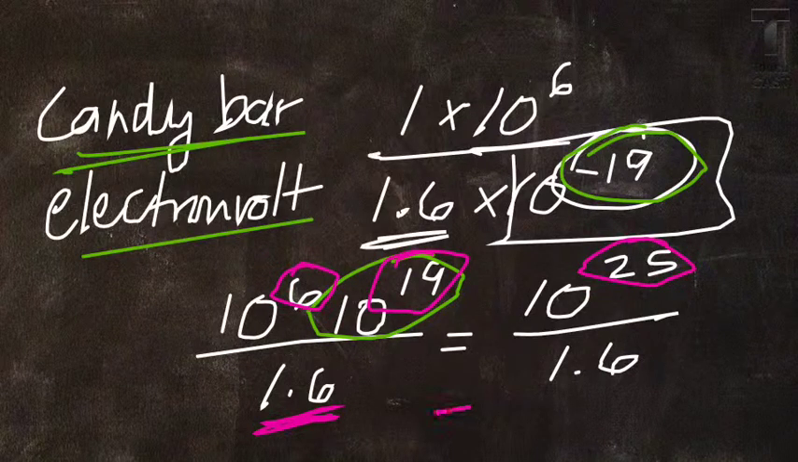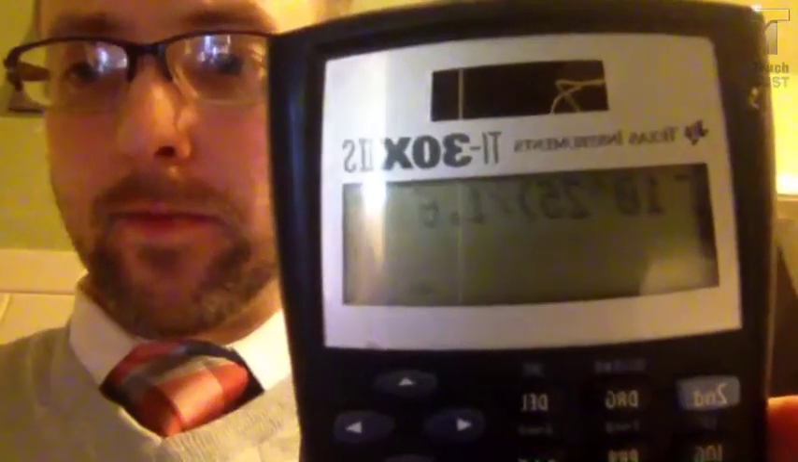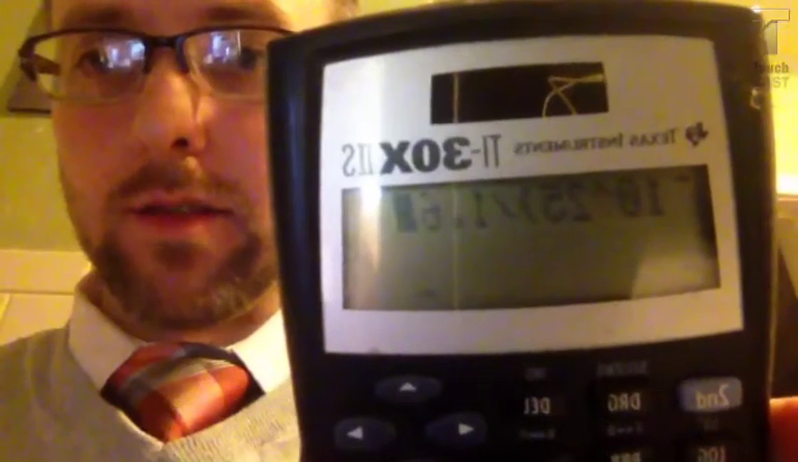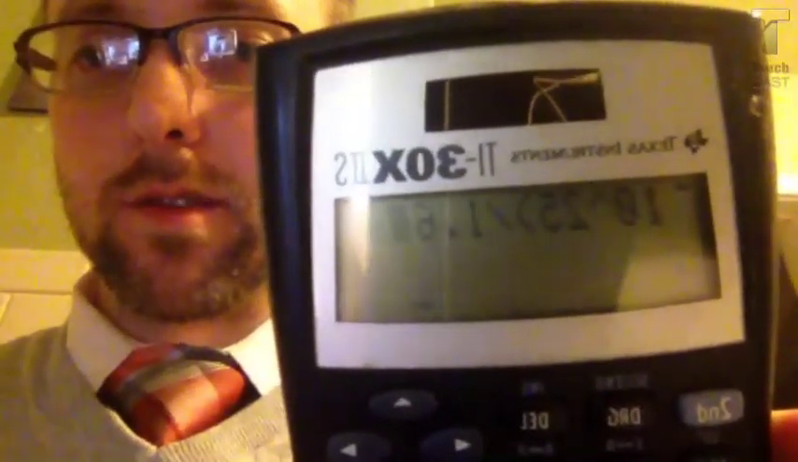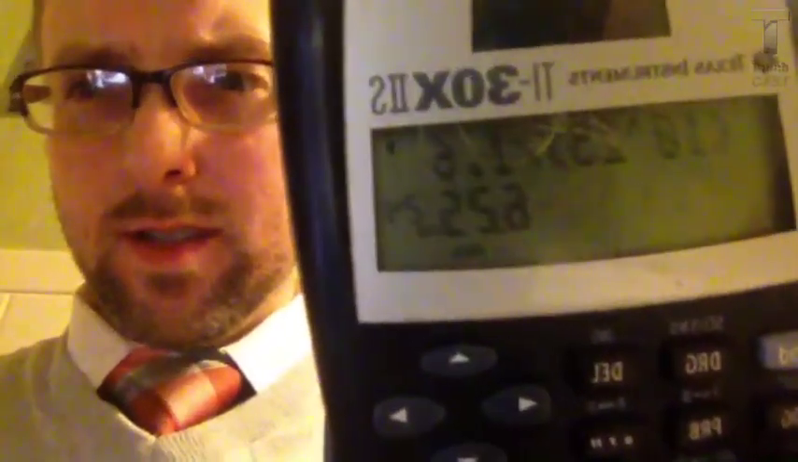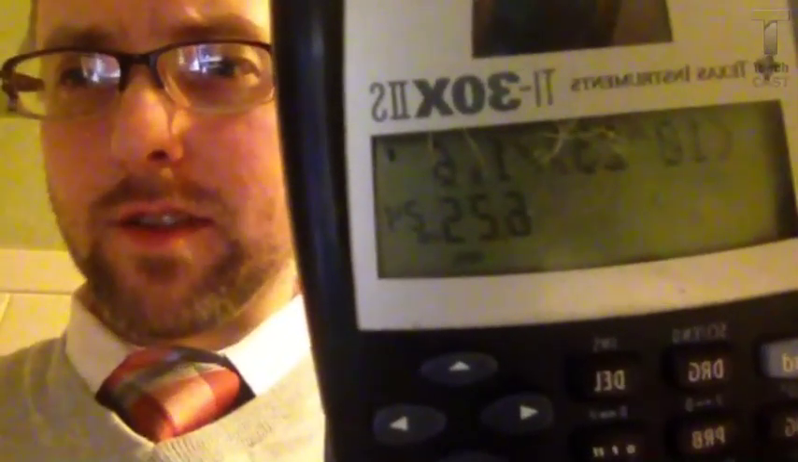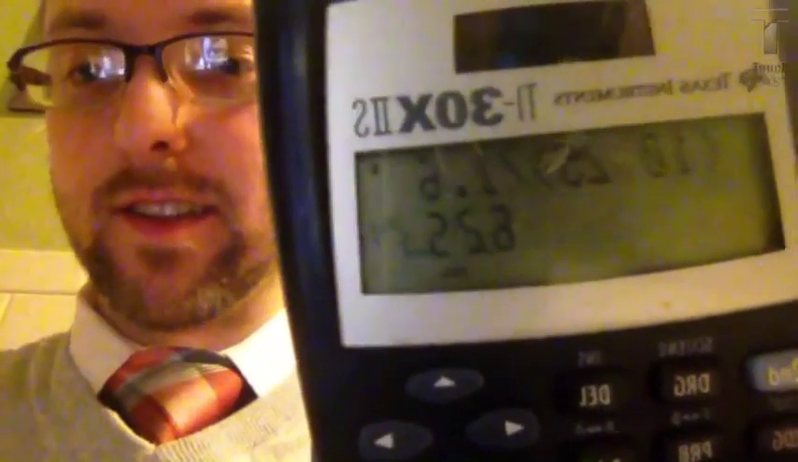And now I'm just going to calculate whatever this is. 10 to the 25th would be 1 with 25 zeros behind it, divided by 1.6. No reason to not just use your calculator here for that. Okay, so I'm going to calculate that, just using my calculator. Got 10 to the 25th divided by 1.6. What did I get? 6.25 times 10 to the 24th. Let's write that down.